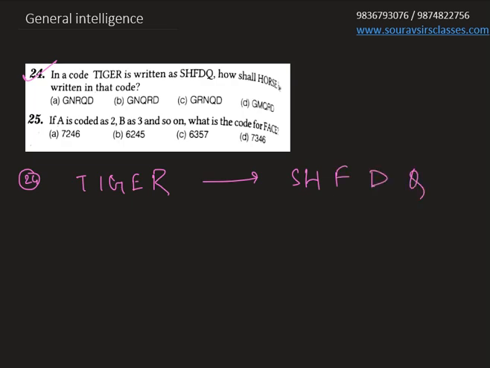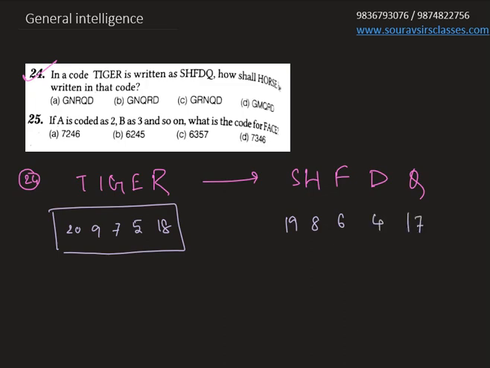Now to understand the code, we replace the alphabets with their corresponding positional numbers in alphabetical series. So T is the 20th letter, I is the 9th letter, G is the 7th letter, E is the 5th letter, and R is the 18th one. Now S is the 19th letter, H is the 8th letter, F is 6th, D is 4th, and Q is 17th letter.